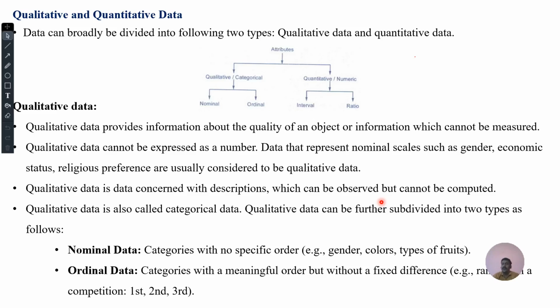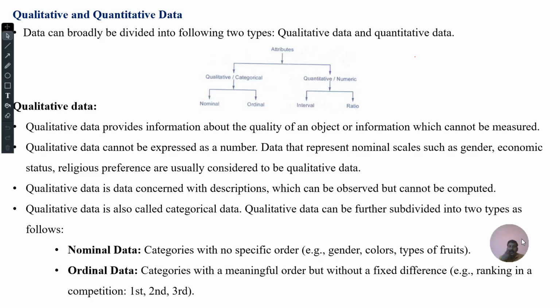What is nominal? Nominal is categories with no specific order. In nominal data, we can categorize the data, we can arrange the data, but we can't measure a specific order. For example, gender, taste, or fruits. Gender is a category, male or female. We can't say male is high and female is low, or female is high. We can't measure. That is one of the qualitative data.